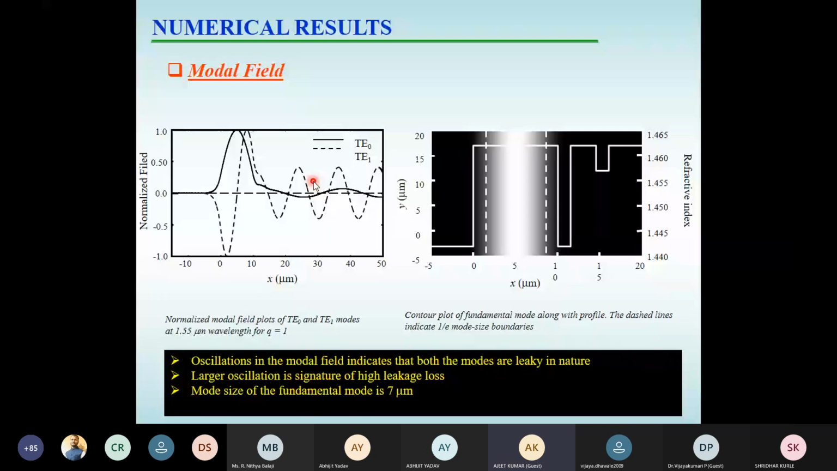This is the contour plot we have shown here, and this contour plot is showing you that most of the field of the fundamental mode is confined inside the core region. Again, the bending loss analysis we have already done, so I'm not going into detail of this.